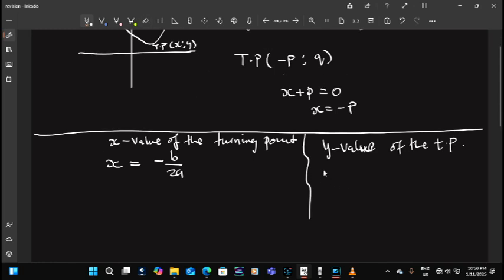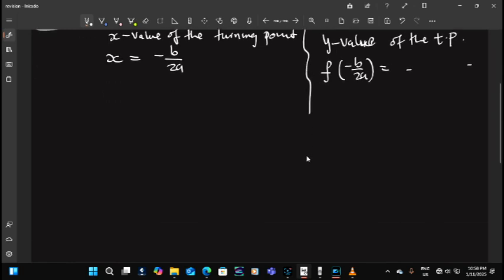So suppose this was function f, we are going to say f of minus b over 2a, and whatever we get will be the y value. So you may want to know how we get this. We get this from completing the square. Okay, so if you complete the square, you will get this result.